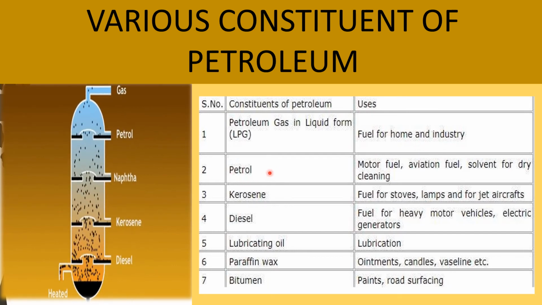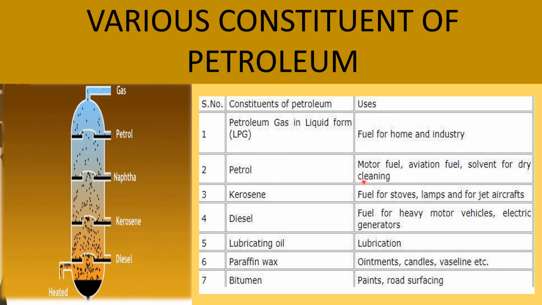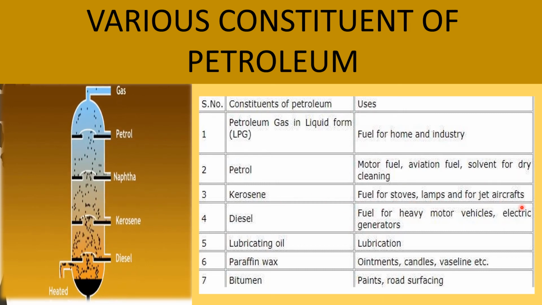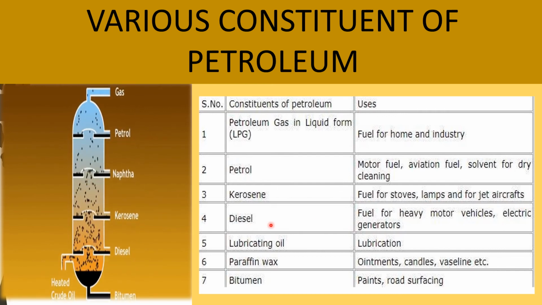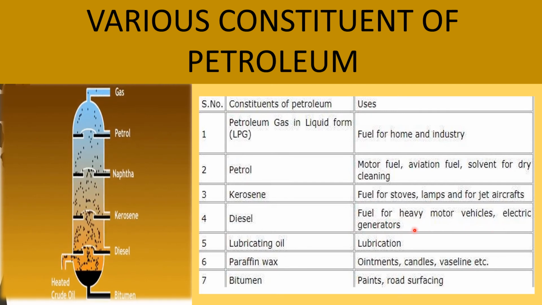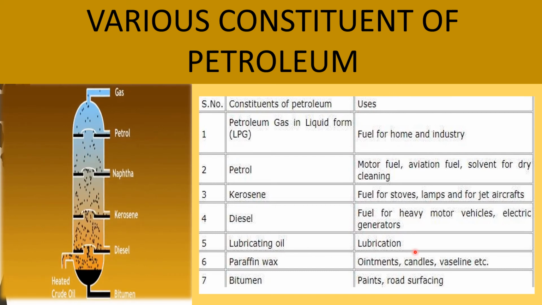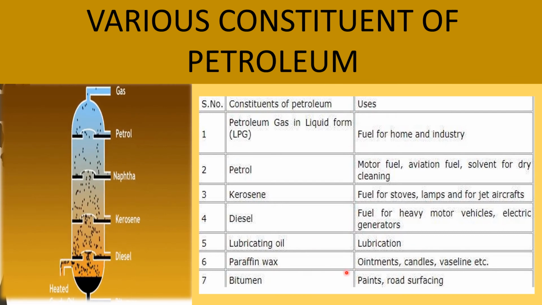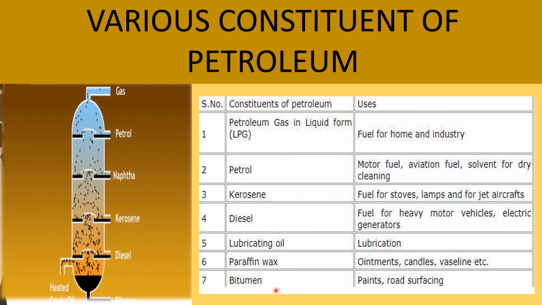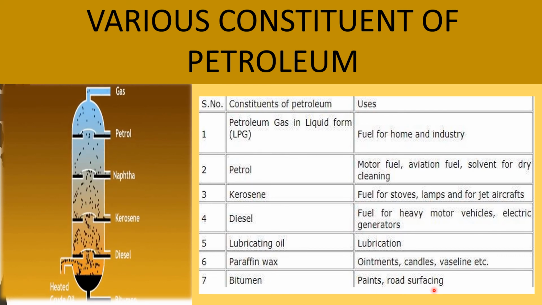And petrol, we all know, is the most familiar motor fuel, aviation fuel and solvent for dry cleaning. Kerosene is used as a fuel for stoves, lamps and for jet aircraft. What about diesel? Diesel is used as a fuel for heavy motor vehicles and electric generators. Coming to lubricating oil, it is used for lubrication in order to reduce friction. Paraffin wax is used to prepare ointments, candles, Vaseline, etc. And bitumen is used as paint as well as for metalling road surfaces.